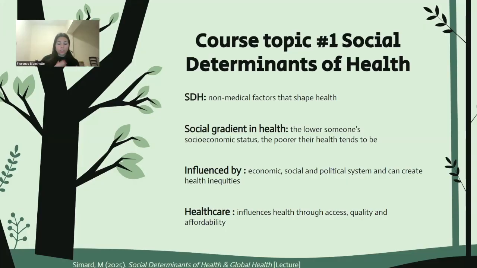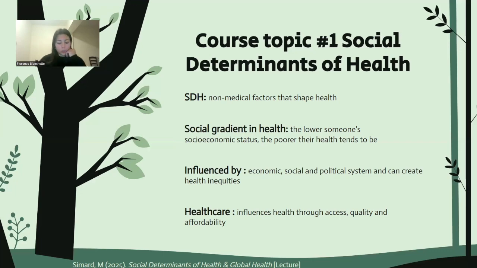Across all countries, we can kind of see a social gradient where people with fewer resources generally have worse health. Healthcare is one of the social determinants of health, but it's not the main one. Access to medical services, affordability, and quality of care all do affect health, but most of what determines our health comes from the conditions we live in.